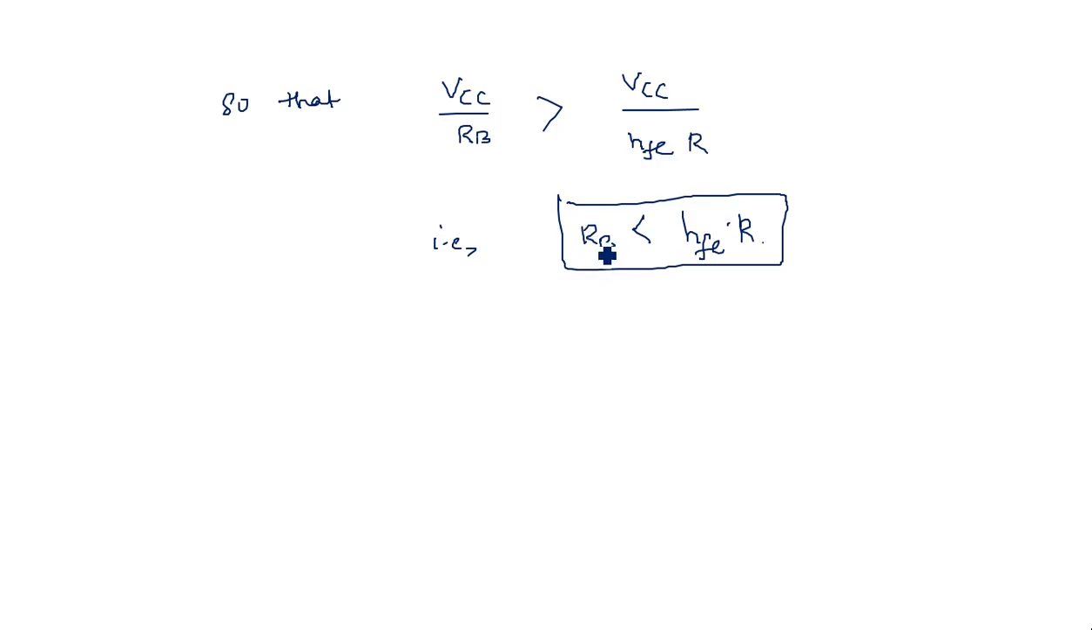So the input resistance, we are taking the base resistance, must be less than the current gain HFE into the resistance R, which is used for the capacitor to charge, and together they give the charging time constant.